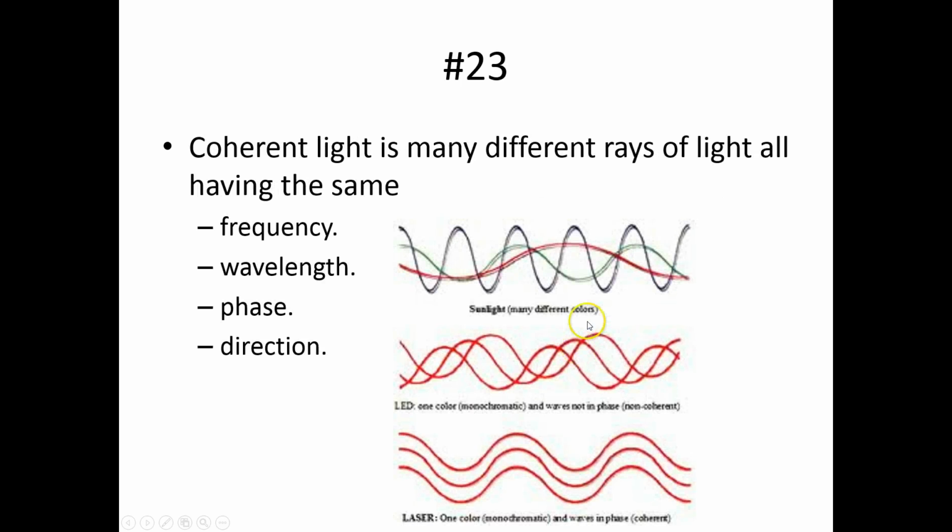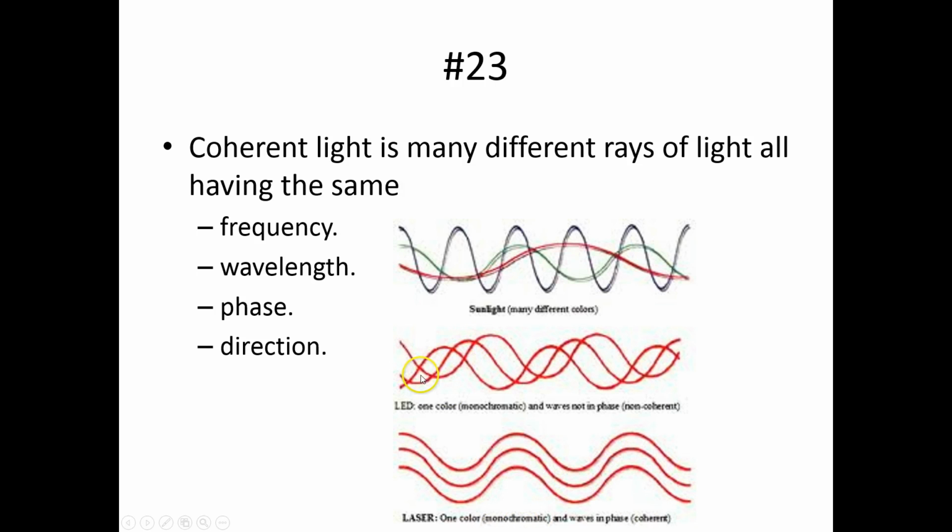For number 23, coherent light is many different rays of light all having the same frequency, the same wavelength, the same phase, and direction. So a laser is coherent. It is in phase. So that means that all the light goes up and down at the same time. It's monochromatic. It's one color.